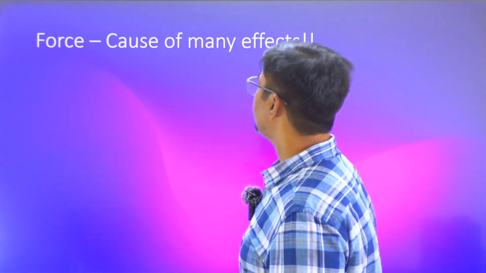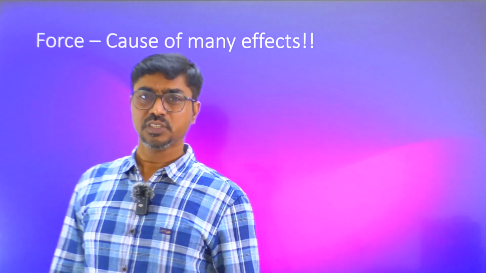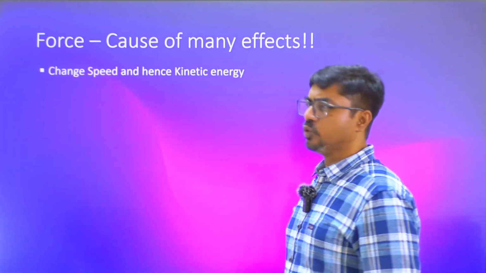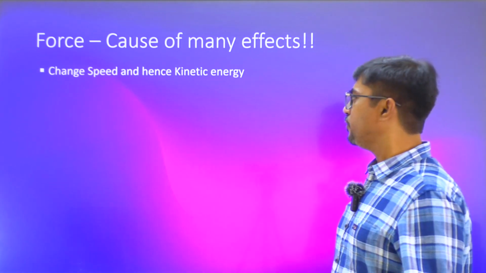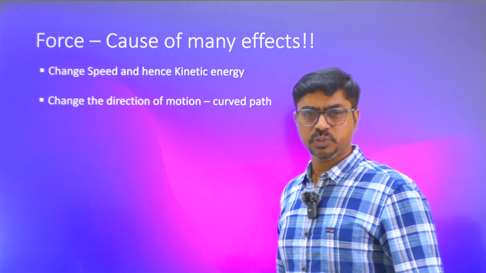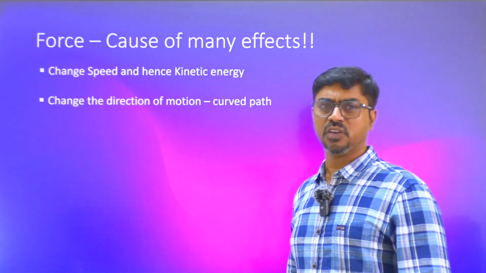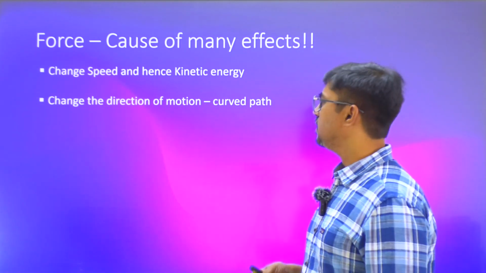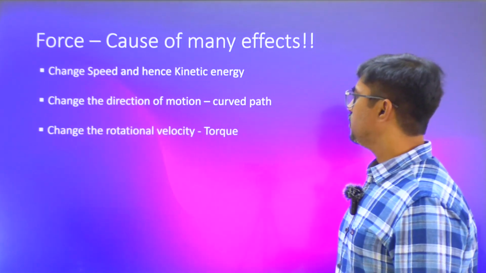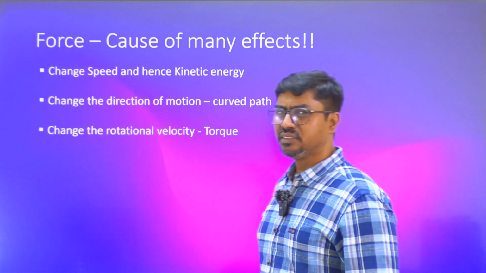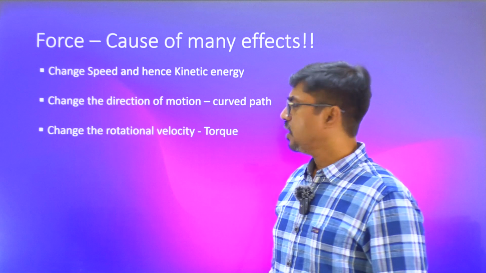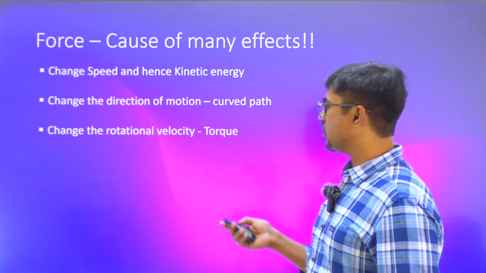So next, let us understand the causes of force. What are the various causes of force? This is also important for us. The first thing is that when you apply force, an object can change its speed. If speed is changed, obviously kinetic energy can be changed. But sometimes it may not change the speed, but it can change the direction of motion, especially when the force is applied perpendicular to velocity, like hitting a ball with a bat. And also it can change the rotational velocity, not just the linear motion. Something is rotating, and you can slow it down or speed it up depending on how you apply force. That we call torque.